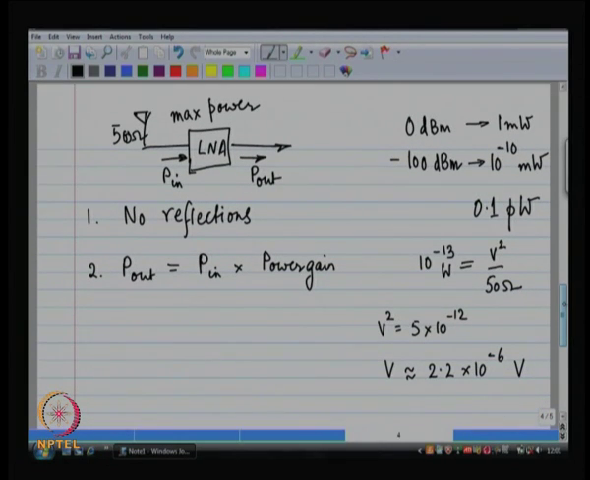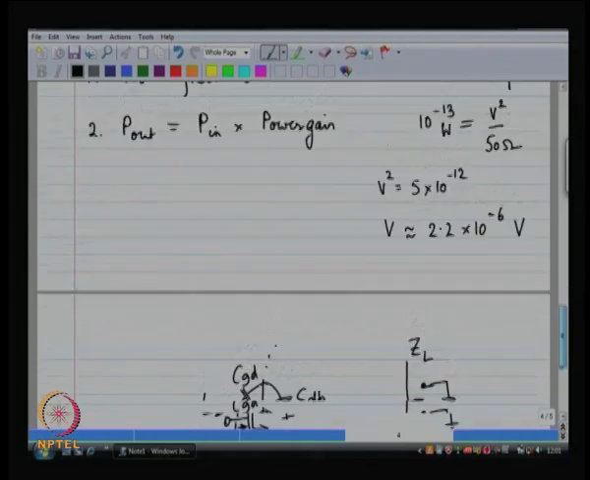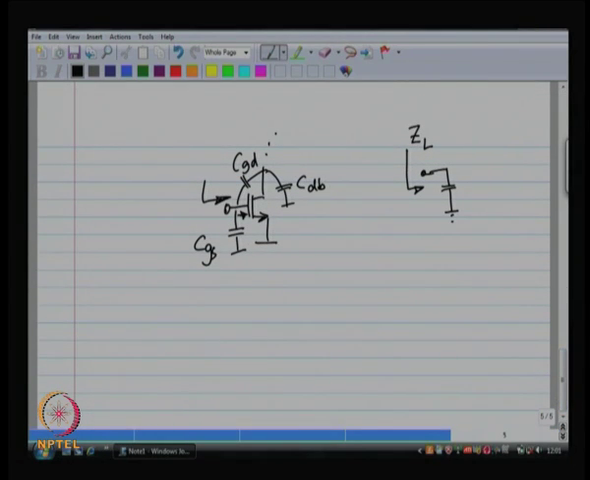We are always talking about maximum power transfer, this and that, and how we need to transfer 10 power minus 13 watts onto the MOSFET, the input of the LNA. If this is the situation, then where is maximum power transfer going to happen? The input is looking capacitive. Well, I am sure this question is occurring in your minds, right? It should occur in your minds if it has not already.